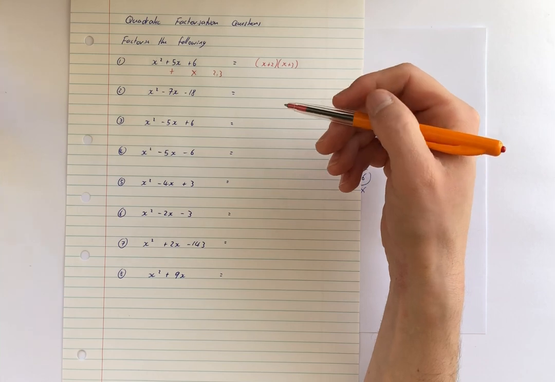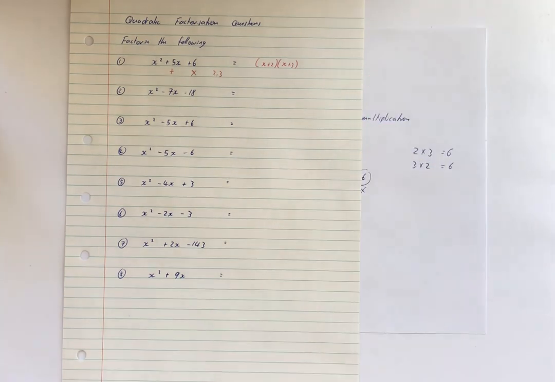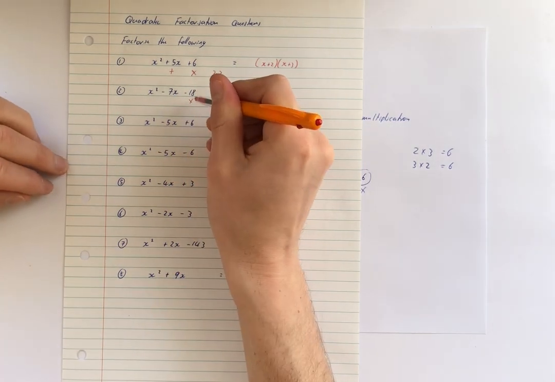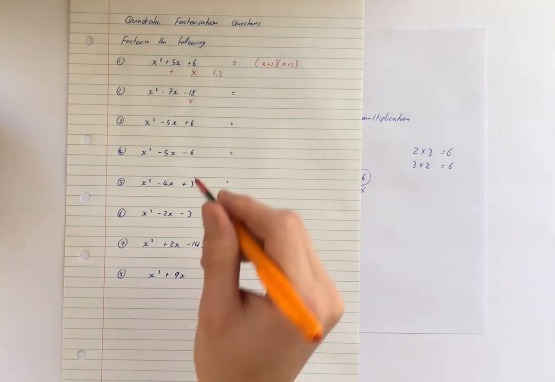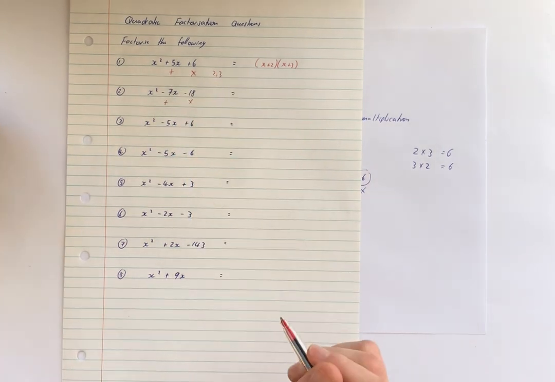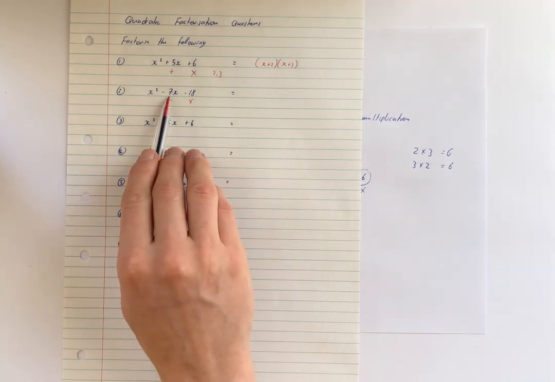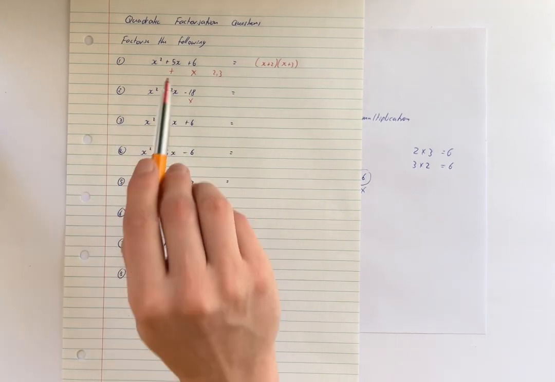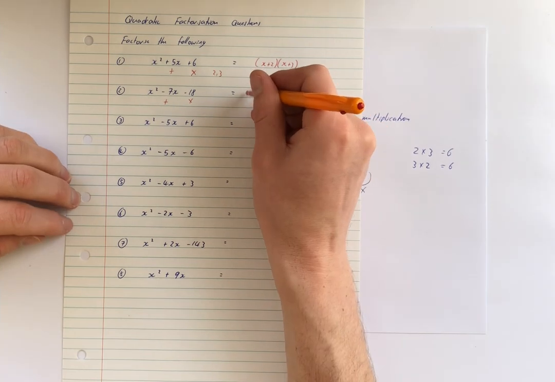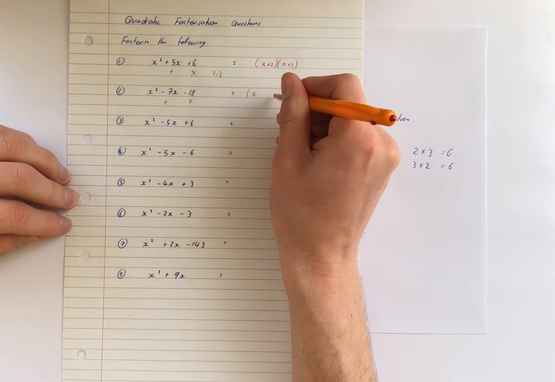Next question, x squared, take away 7x, take away 18. So we want numbers that multiply to that constant, negative 18, but add to negative 7, because that's how expansion works. Those numbers are going to add to that number on the x, but they're going to multiply to that constant term. So we obviously want two brackets.